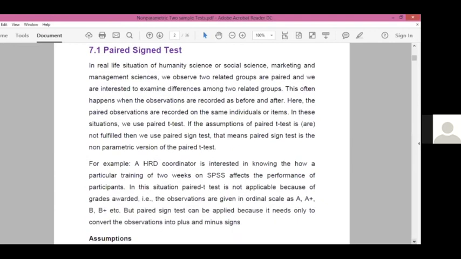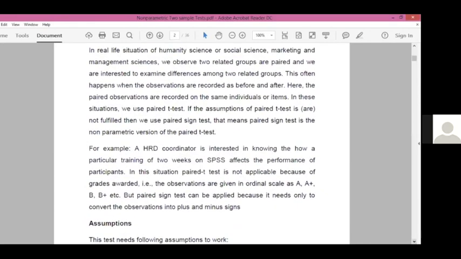So here in this problem, in real life situations, humanities, sciences or social sciences, marketing and management sciences, we observe two related groups of pairs, and we are interested to examine differences among two related groups. This often happens when the observations are recorded as before and after. Here, the paired observations are recorded on the same individuals or items. In this situation, we use the paired t-test. If the assumption of the paired t-test is not fulfilled, then we use the paired sign test. That means the paired sign test is a non-parametric version of the paired t-test.